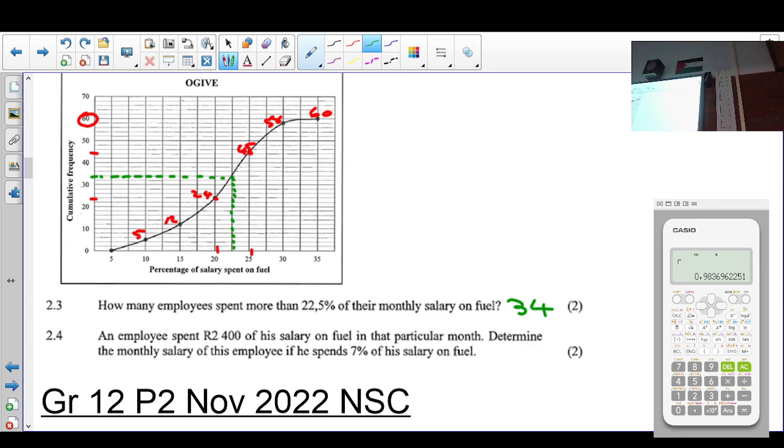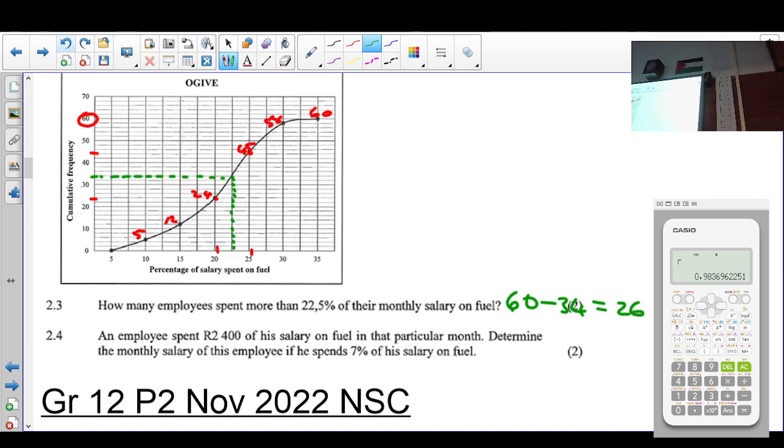34 employees. It says how many employees spend more than. More than. So it's this part here. Not so. If it said less than, then I would have said 34 employees. But it's the upper part there. So it's going to be 60 minus 34, which is 26. Is that correct? 26.